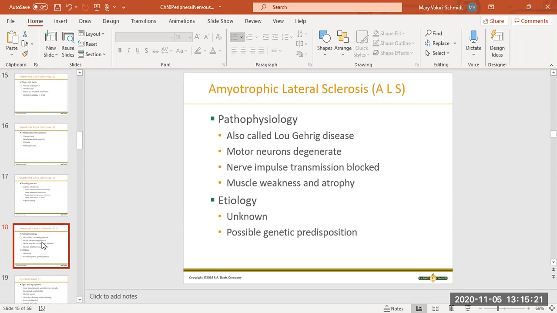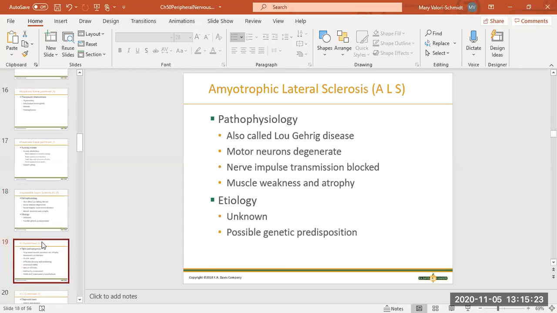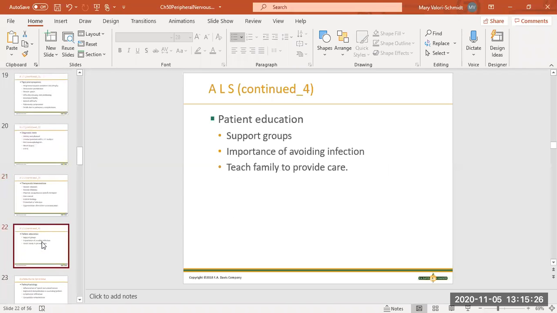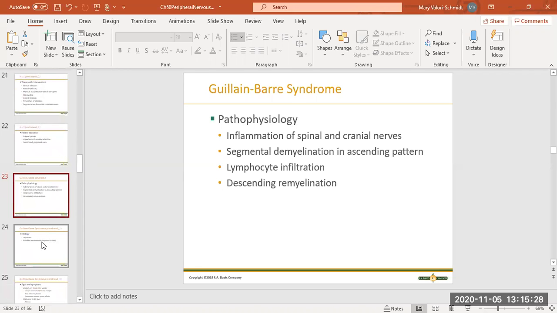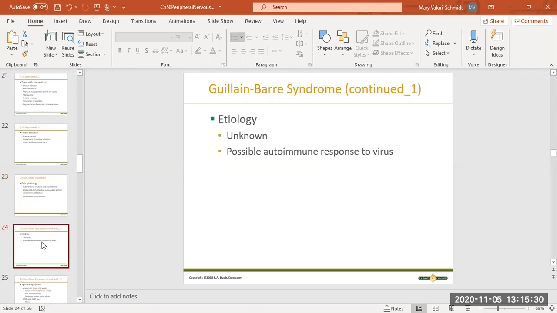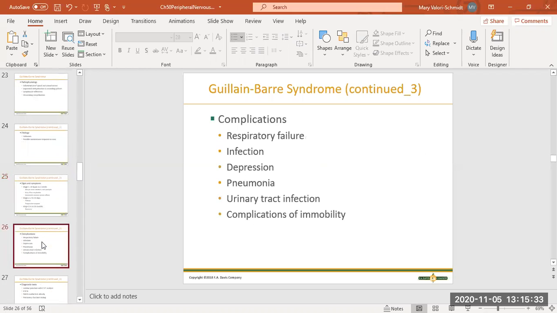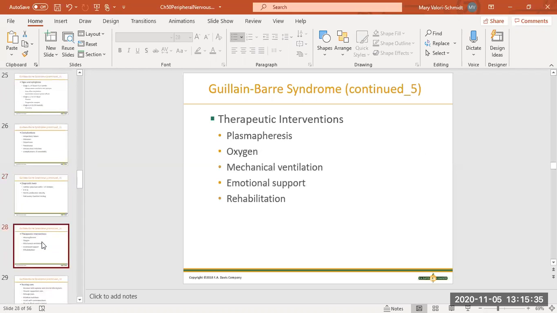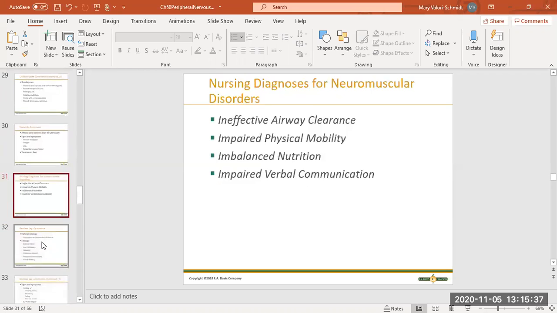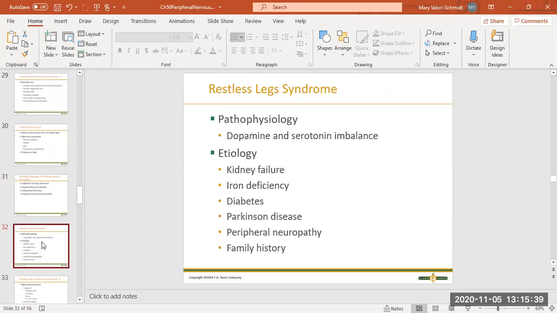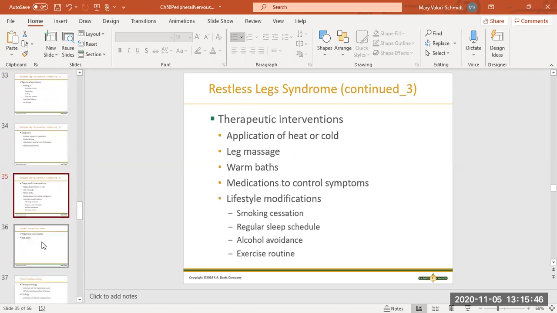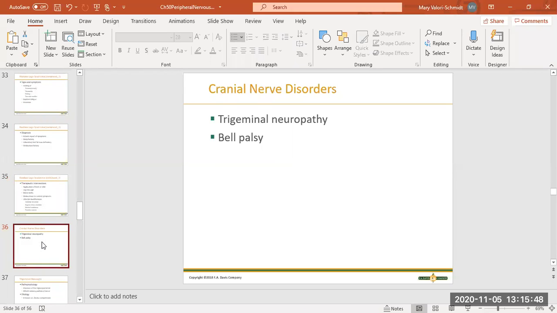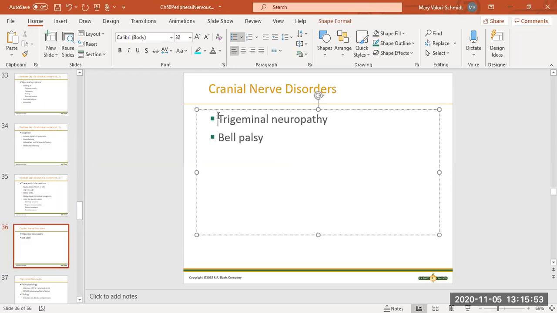ALS, which is called Lou Gehrig's disease, not going to get into that right now either. We have a lot of other fish that we need to fry. Guillain-Barré, right? Same thing. Not even going to get into that because we have to get into stroke and seizures and so many other things. We're not going to talk about post-polio syndrome because as long as you get immunized, you don't get polio. Restless leg syndrome, the board does not ask about, and neither does ATI. But I am going to just go through real quick.